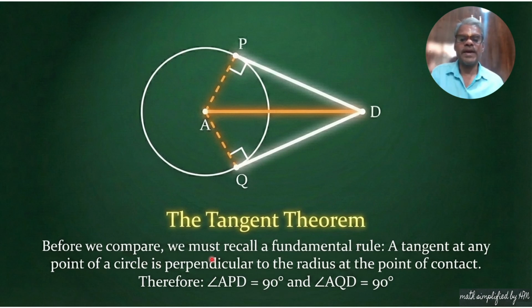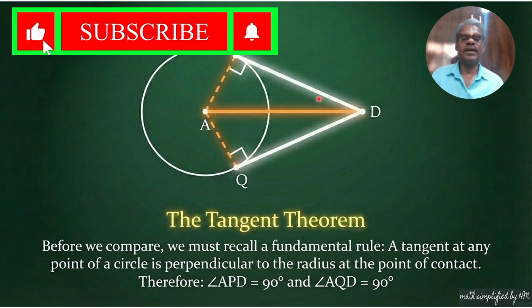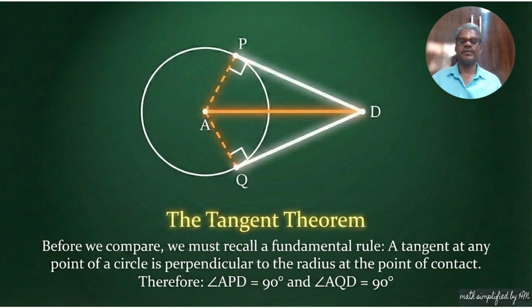The tangent theorem. Before we compare, we must recall a fundamental rule. A tangent at any point of a circle is perpendicular to the radius at that point of contact. Therefore, angle APD is equal to 90 degrees and angle AQD is equal to 90 degrees.